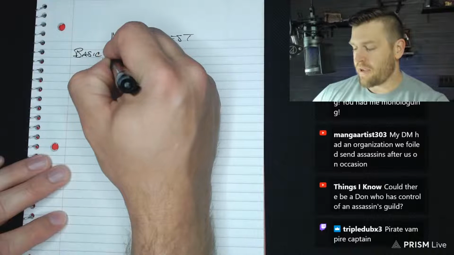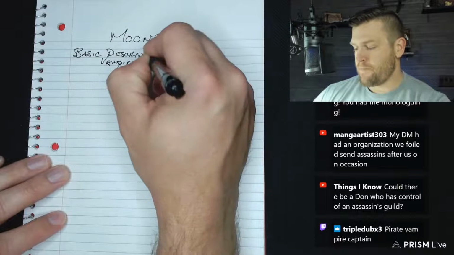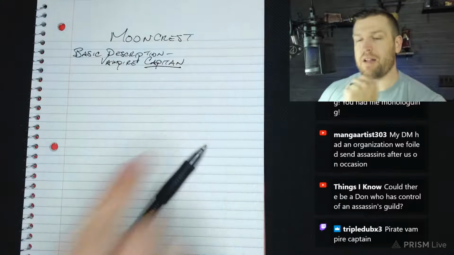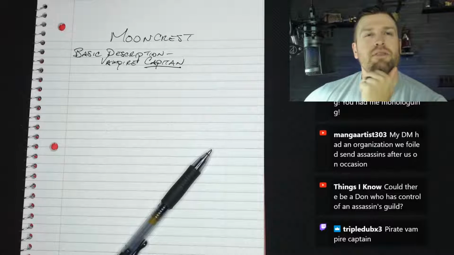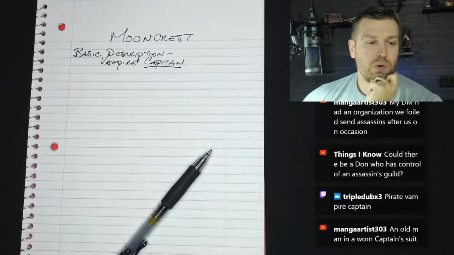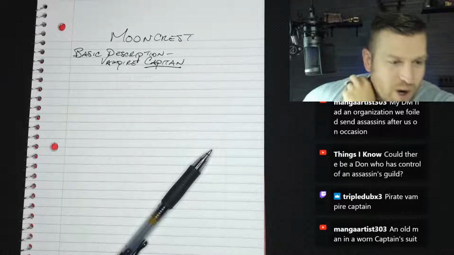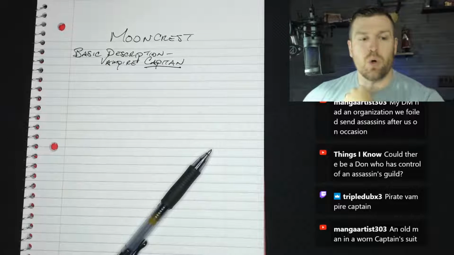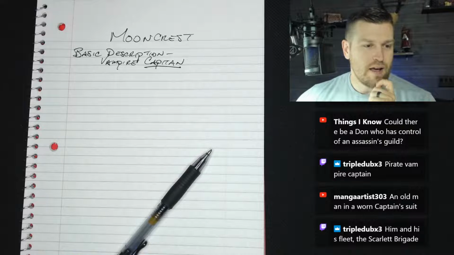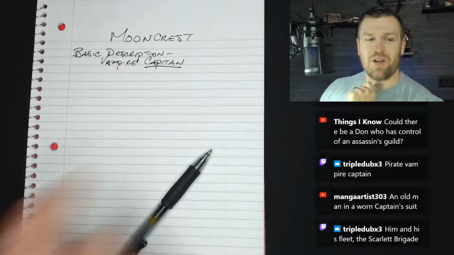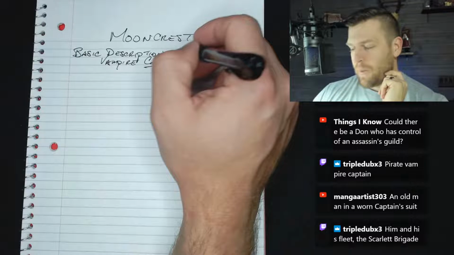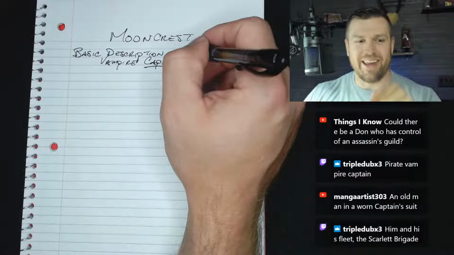A vampire captain. El Capitan. Vampire Capitan. And so we have this vampire captain. We need, being a vampire, an old man and a worn captain suit. Oh, yeah. So I kind of like taking manga and applying it. The Scarlet Brigade. Oh, and the most unassuming villain. Yeah, here we go. A super unassuming vampire captain, right?